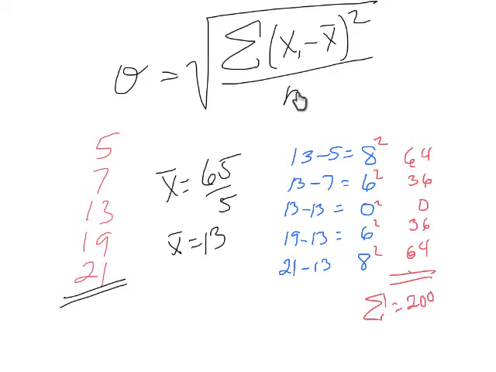Next, we have to divide that by n, which is 5. Okay, so divide that by 5. That would give us 40. And lastly, we want to get the square root of 40, which will give us 6.3, about 6.3. And this is the standard deviation. So we're measuring how spread out data is from the mean, okay, which was 13. So on average, they're spread out at 6.3.